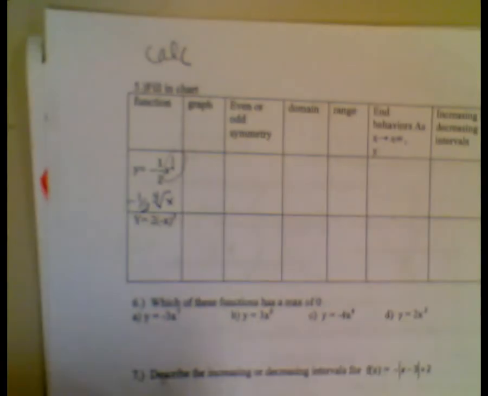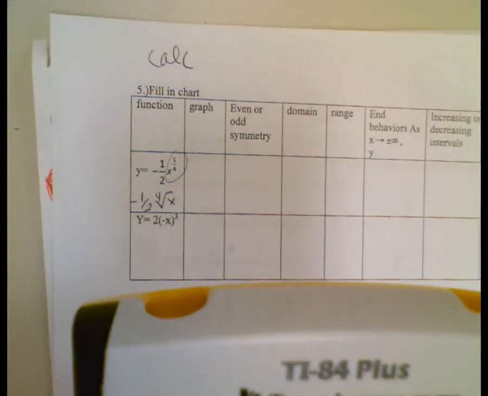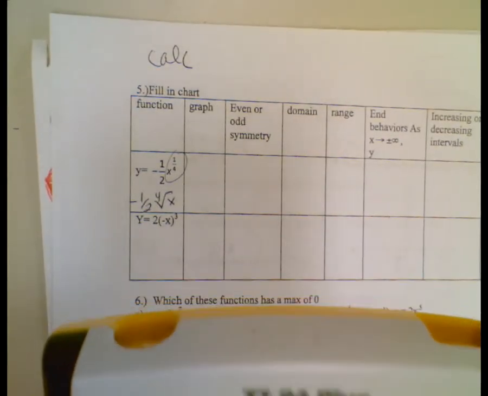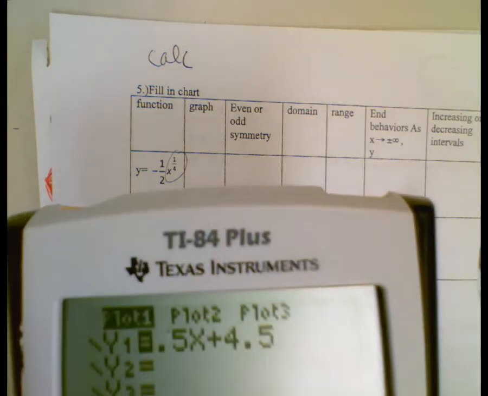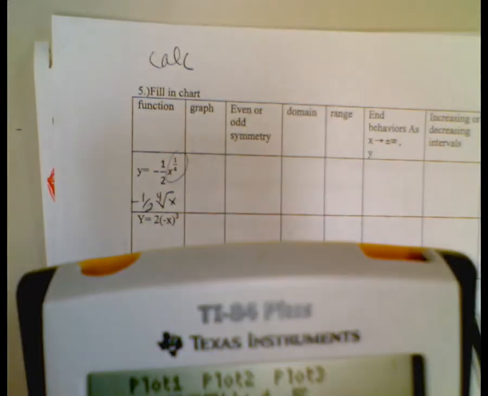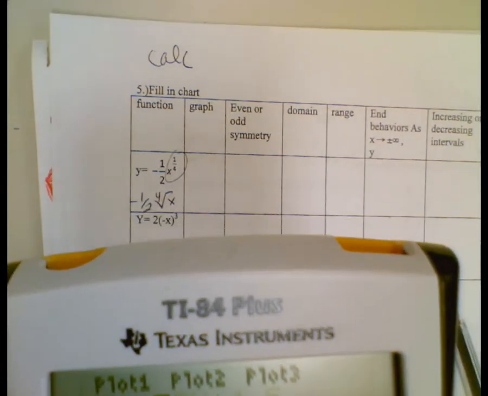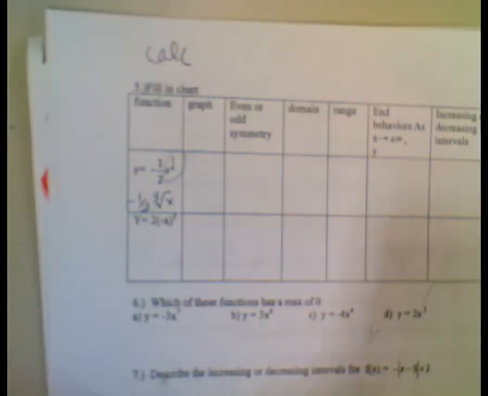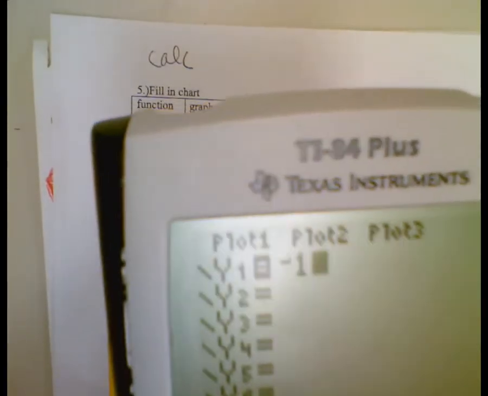So let's see what this looks like. Go to your y equals screen. Turn off your plot if it's on. By turning off your plot, you press enter. Come back here. I'm going to clear this out. Okay, we have y equals. I'm putting in negative 1/2.